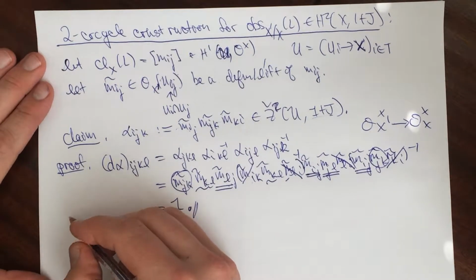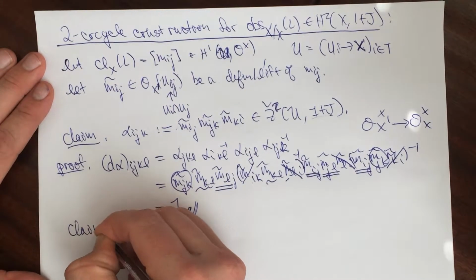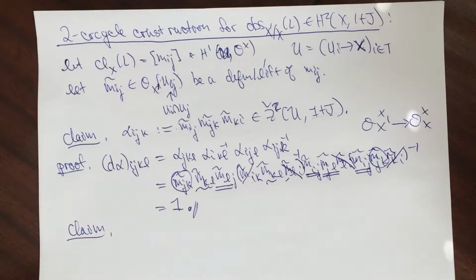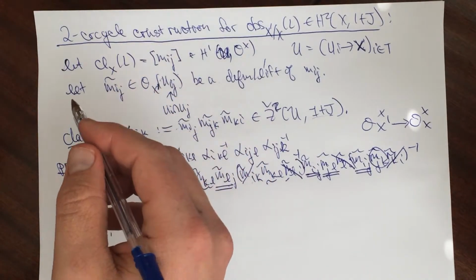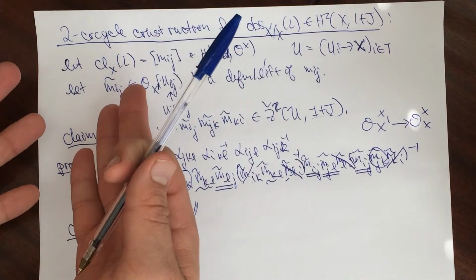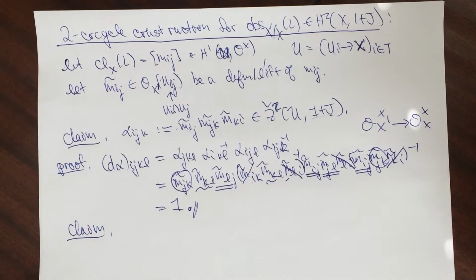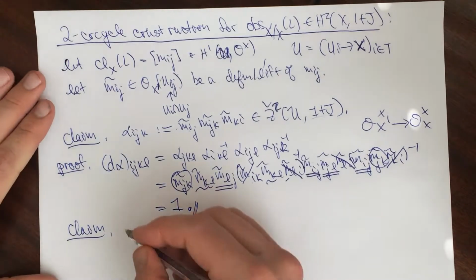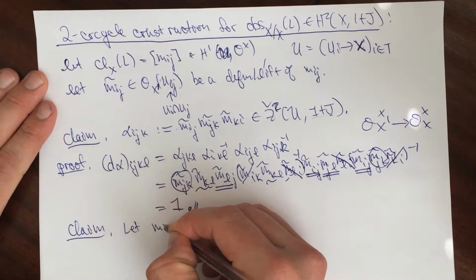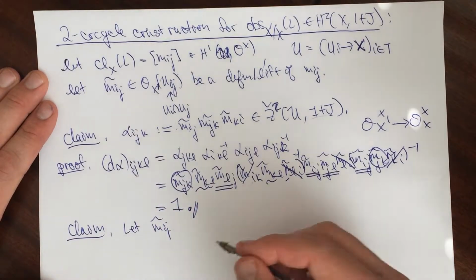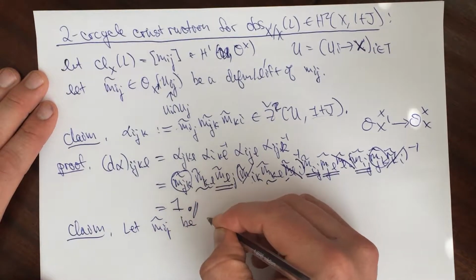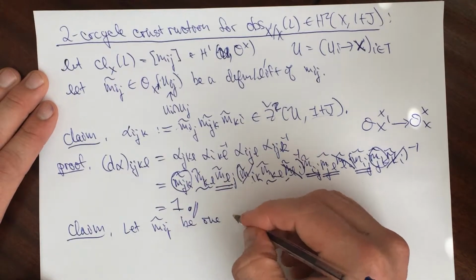The next claim that we need to show is that it's independent of the choice of lifting. So here we made a decision about some lifts, and we need to show that this is independent of the lift. Okay, so let Mij tilde be one collection of lifts, one connection, one set of lifts.